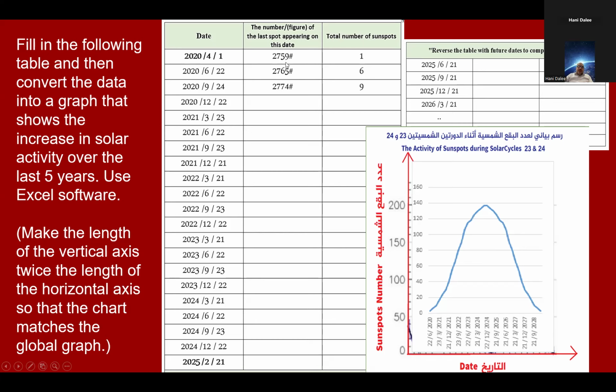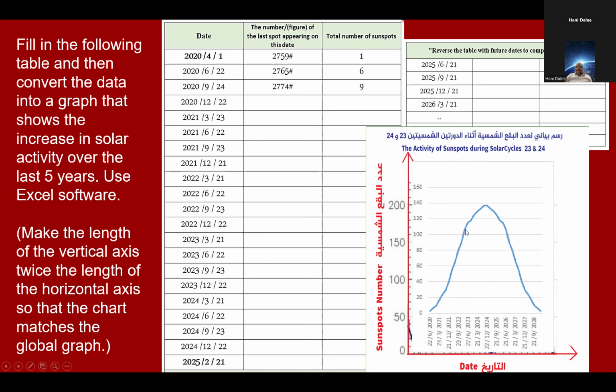Go to June, you will find this sunspot number. So it is 65 minus 59, which means 6. The next date, 74 minus 65, 9. And these numbers will be increasing with time. You will be writing this and you will suggest new dates, future dates, and copy these results so that when you make the drawing in Excel, it will give you this shape. Exactly, the left side shape is copied onto the right shape.